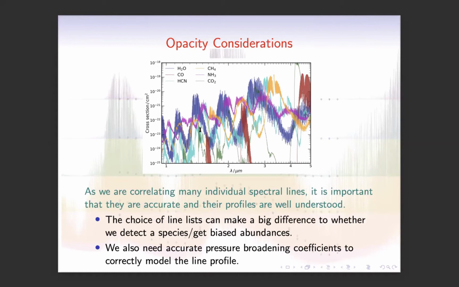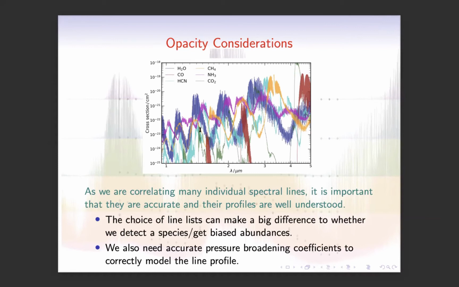And the choice of line list can actually make a big difference as to whether we detect a species or even get biased abundances out. That's because, say, you're cross-correlating between 1,000 of these lines in your data. If your line list is only able to capture, say, 200 or 500 of them, then you lose that fraction of the signal that you're trying to correlate with. So if you only have 200 lines that are actually correctly placed in your line list, for instance, you get basically 5 times lower signal out. So it's really important that we get these right. And there's been huge work done in the last few years to do that.